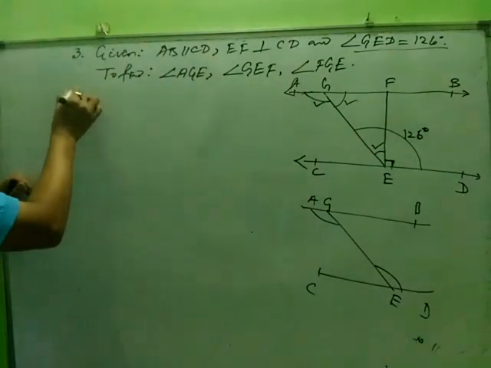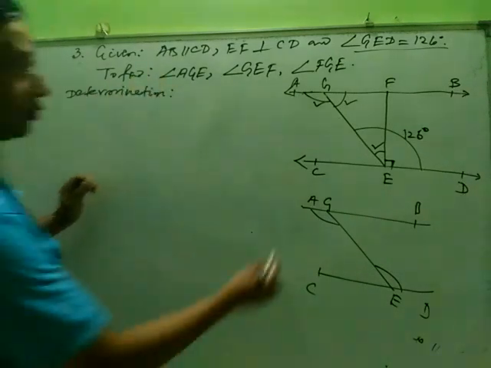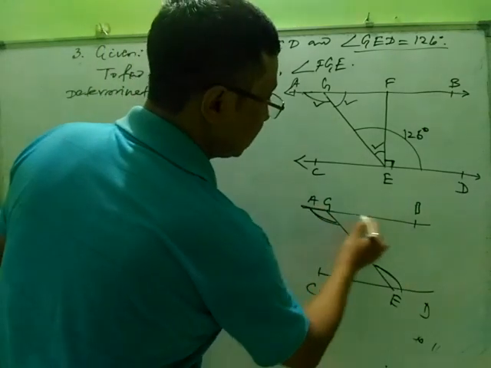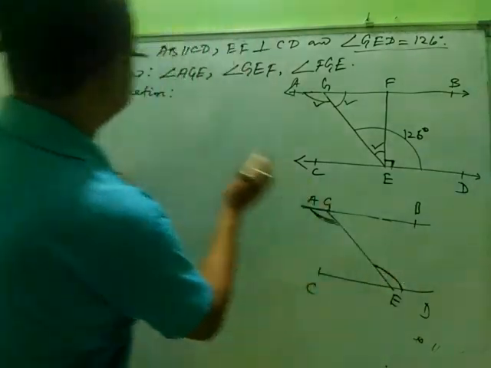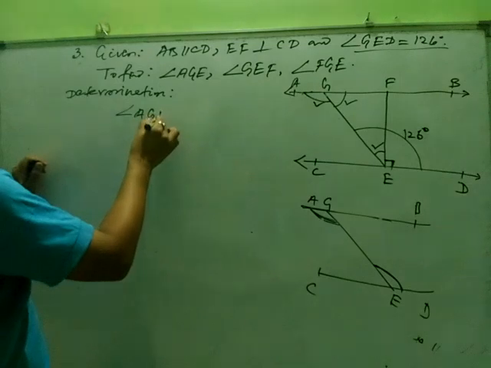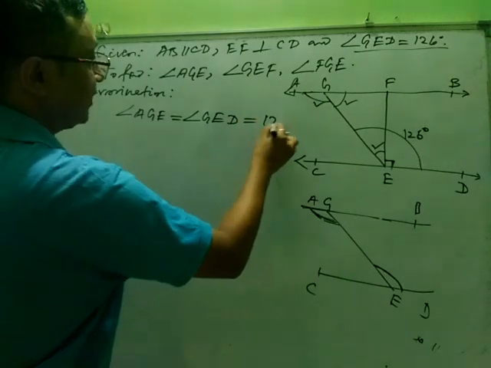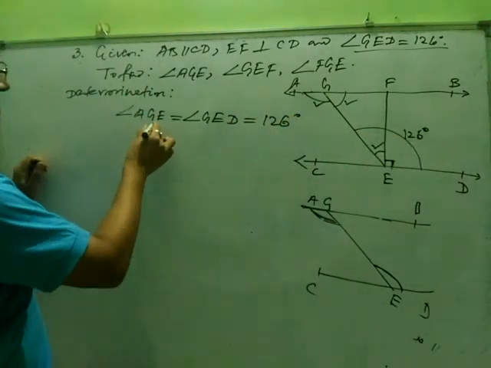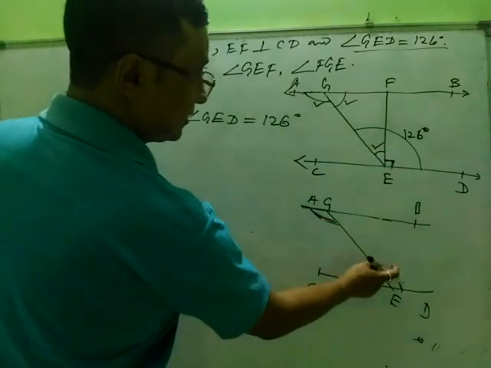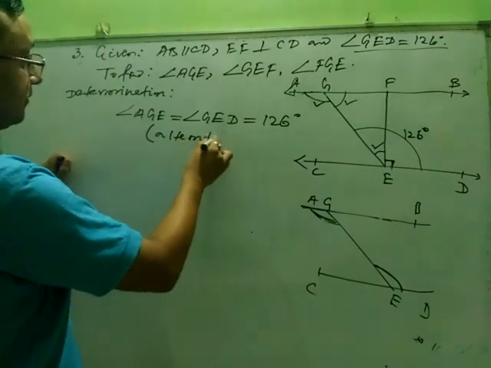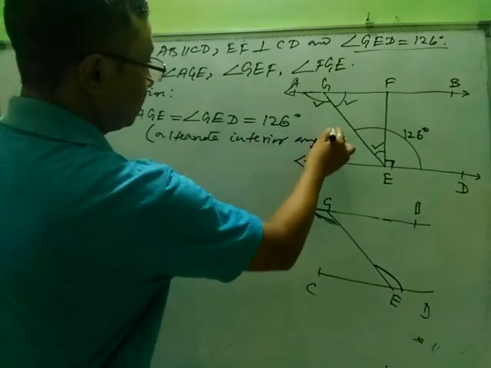This equals this angle because these two lines are parallel lines. That is why they form a pair of alternate interior angles. So angle AGE equals angle GED equals 126 degrees. So this will be 126. The reason you must write is alternate interior angles.